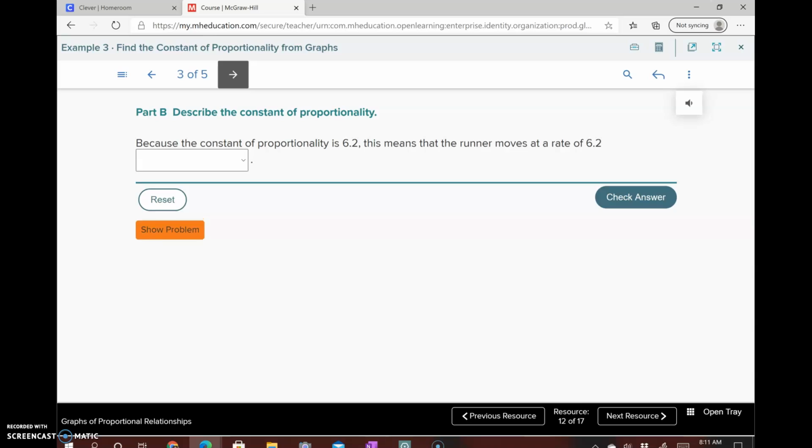So let's describe the constant. Because the constant of proportionality is 6.2, that means that the runner moves at a rate of 6.2, was it seconds per meter or meters per second? Well, we know x was time and y was distance, and we always have y first in our ratio. So that's going to be our distance, so that would be meters per second. Whatever your y is going to be your first word. Whatever your x is going to be your per, your unit.